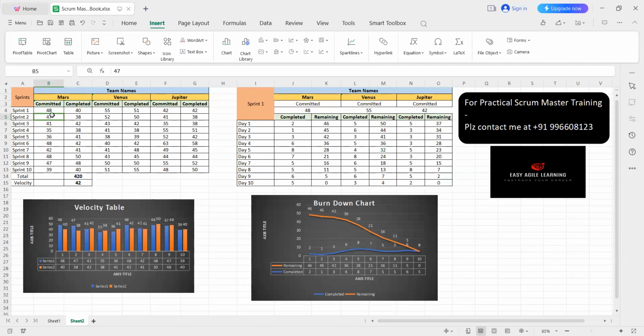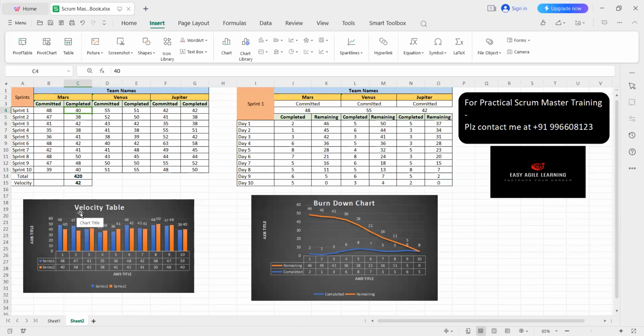Let's say, for example, in my first sprint, the Mars team has completed around 40 story points. So if you see closely, 48 was committed and 40 is completed. Similarly, for sprint 2 also, it talks about the same committed and completed data, right? If you want to arrive at velocity, you need to calculate the total number of story points completed divided by the total number of sprints that you are considering in order to calculate the velocity.